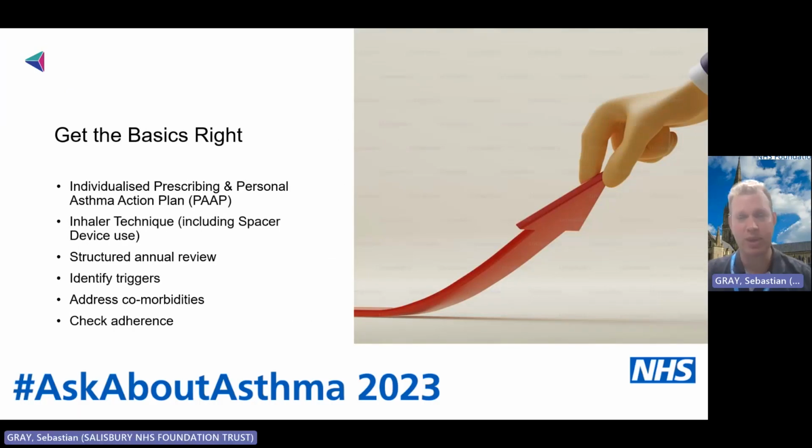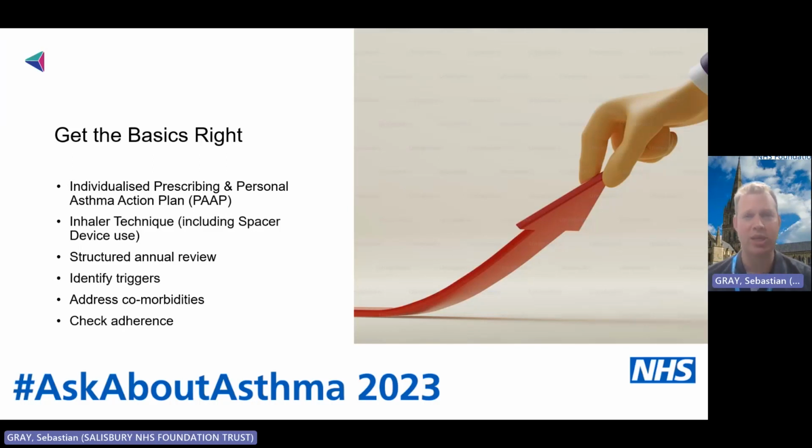So every time a child is seen with asthma, we need to focus on the basics. Get individualized prescribing and make sure they have a personal asthma action plan. Ensure they nail down their inhaler technique, including use of spacer if they've got a relevant device. Structured annual reviews really help, and in that, identifying triggers, addressing any comorbidities, and checking adherence.